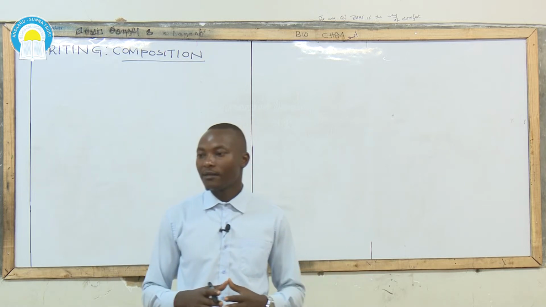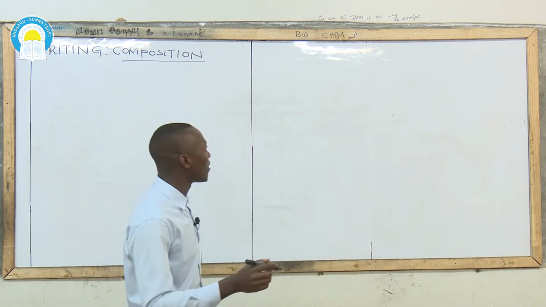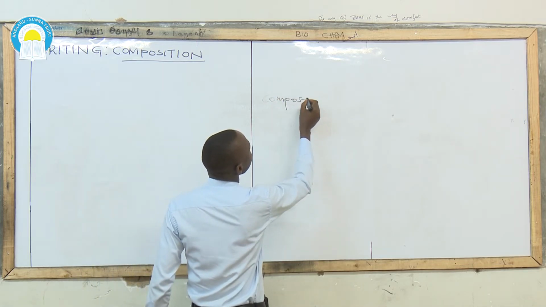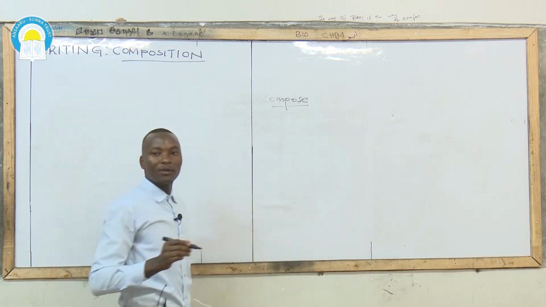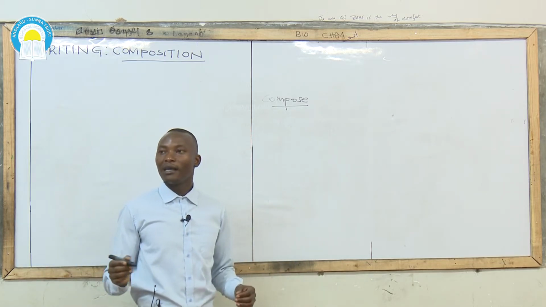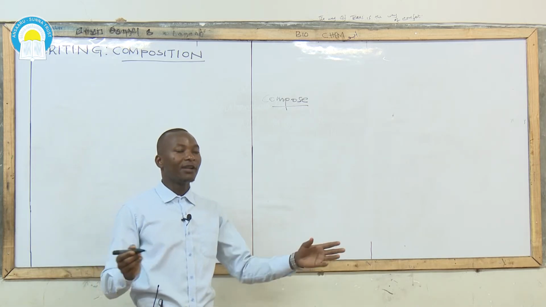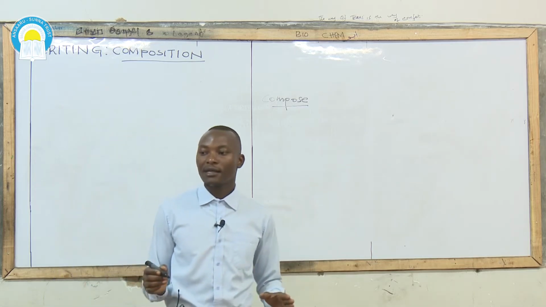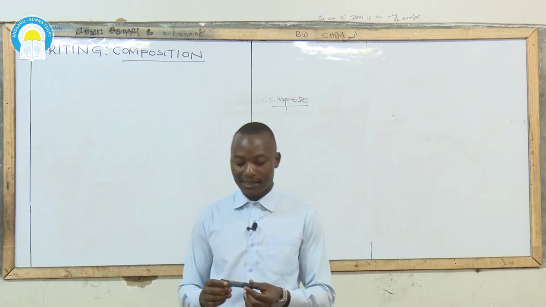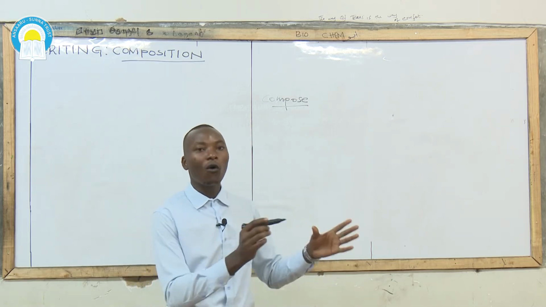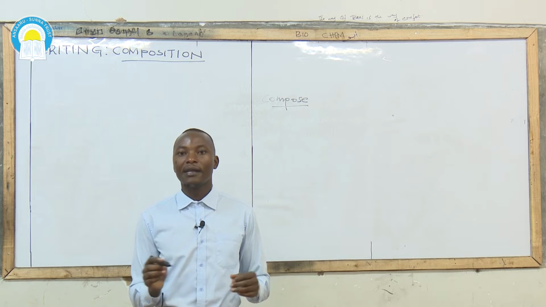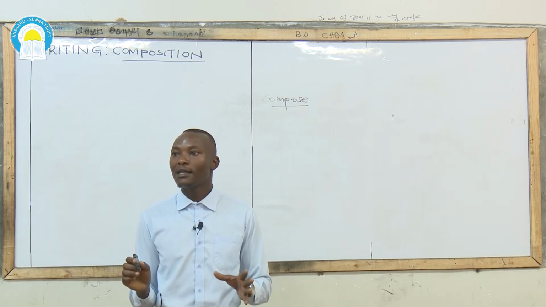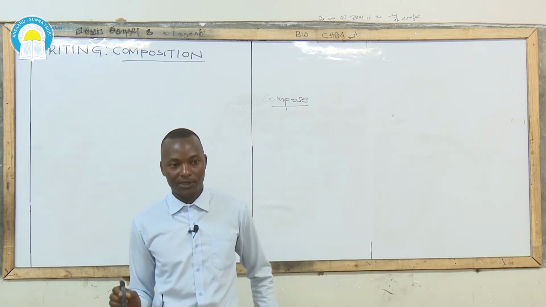The term composition is derived from the word compose. And to compose is to create by putting different things together. Now, when we talk about composition writing, we refer to the art of composing different ideas in order to come up with a certain discrete and sensible information.